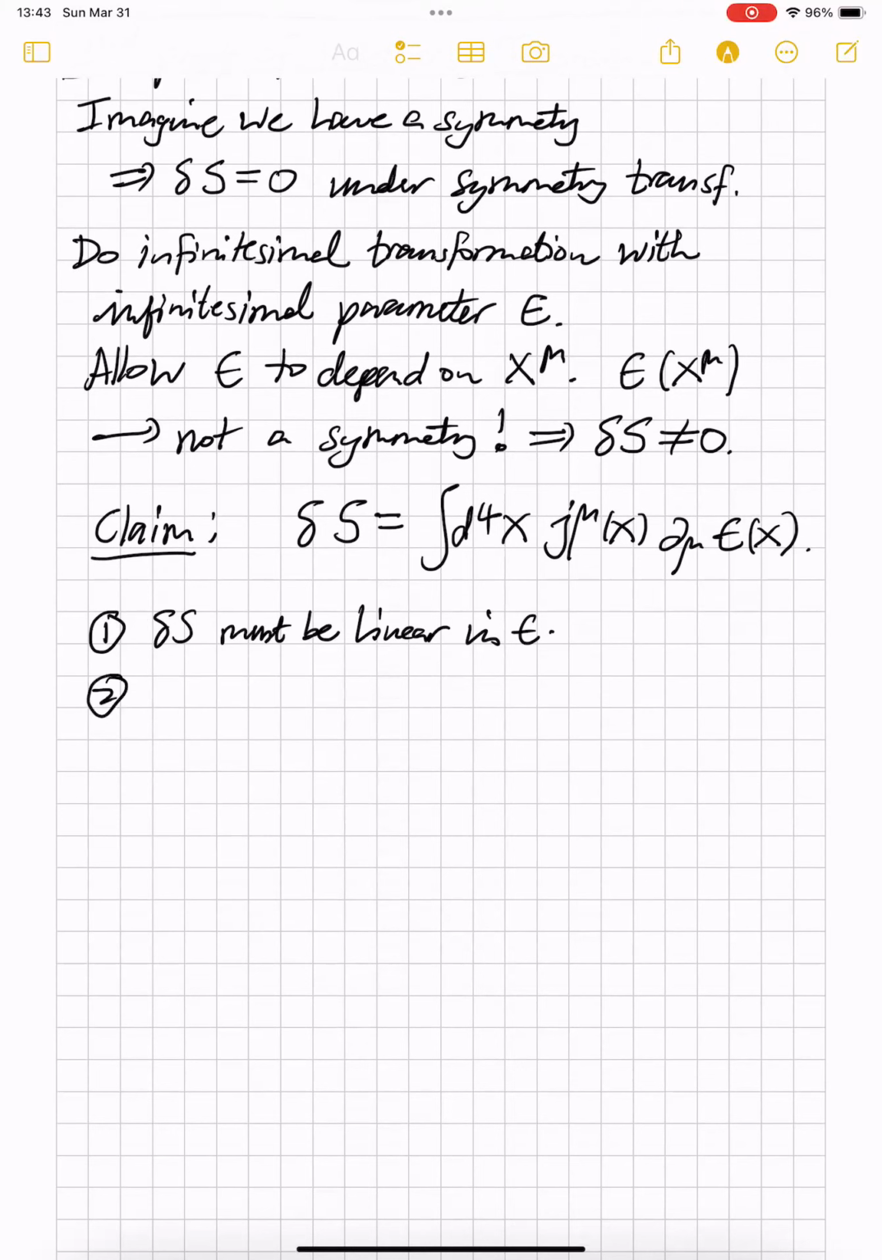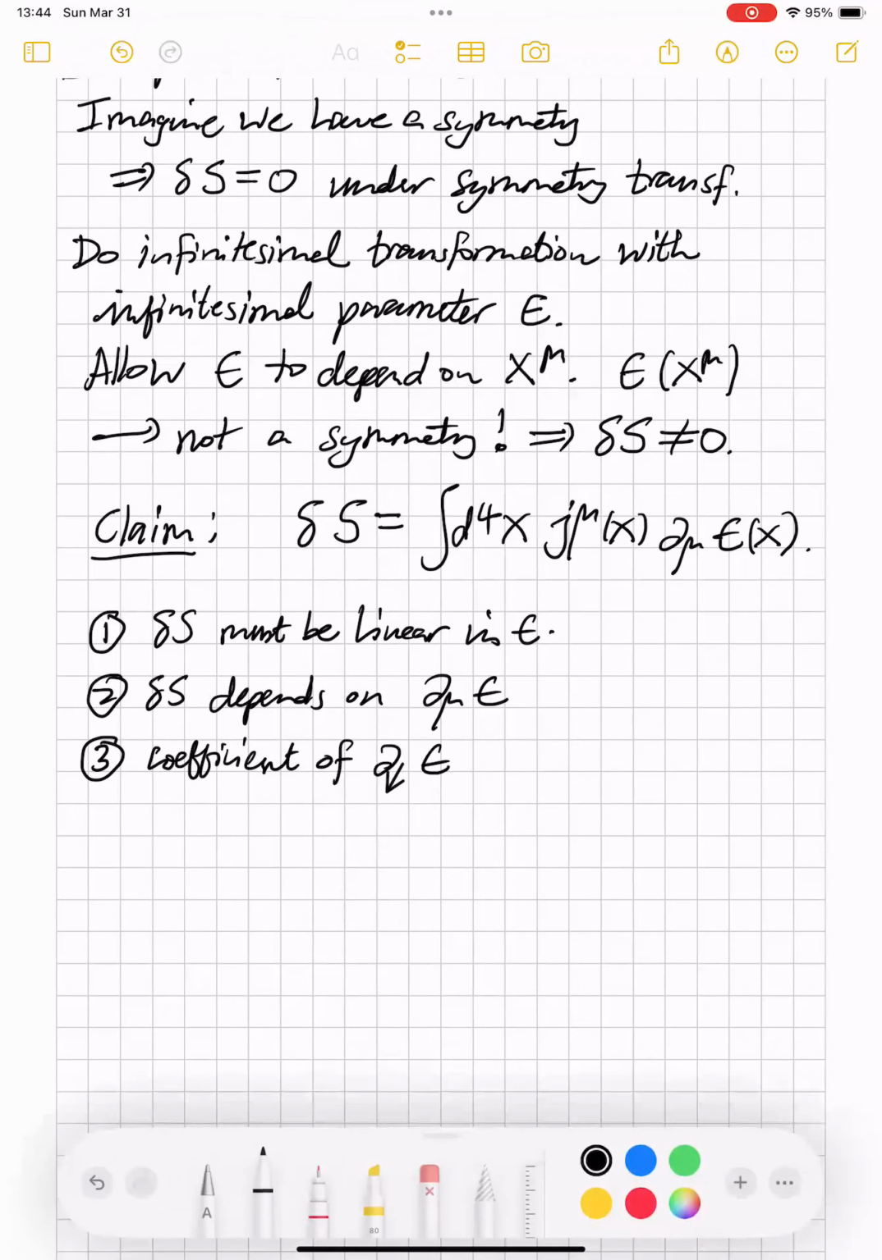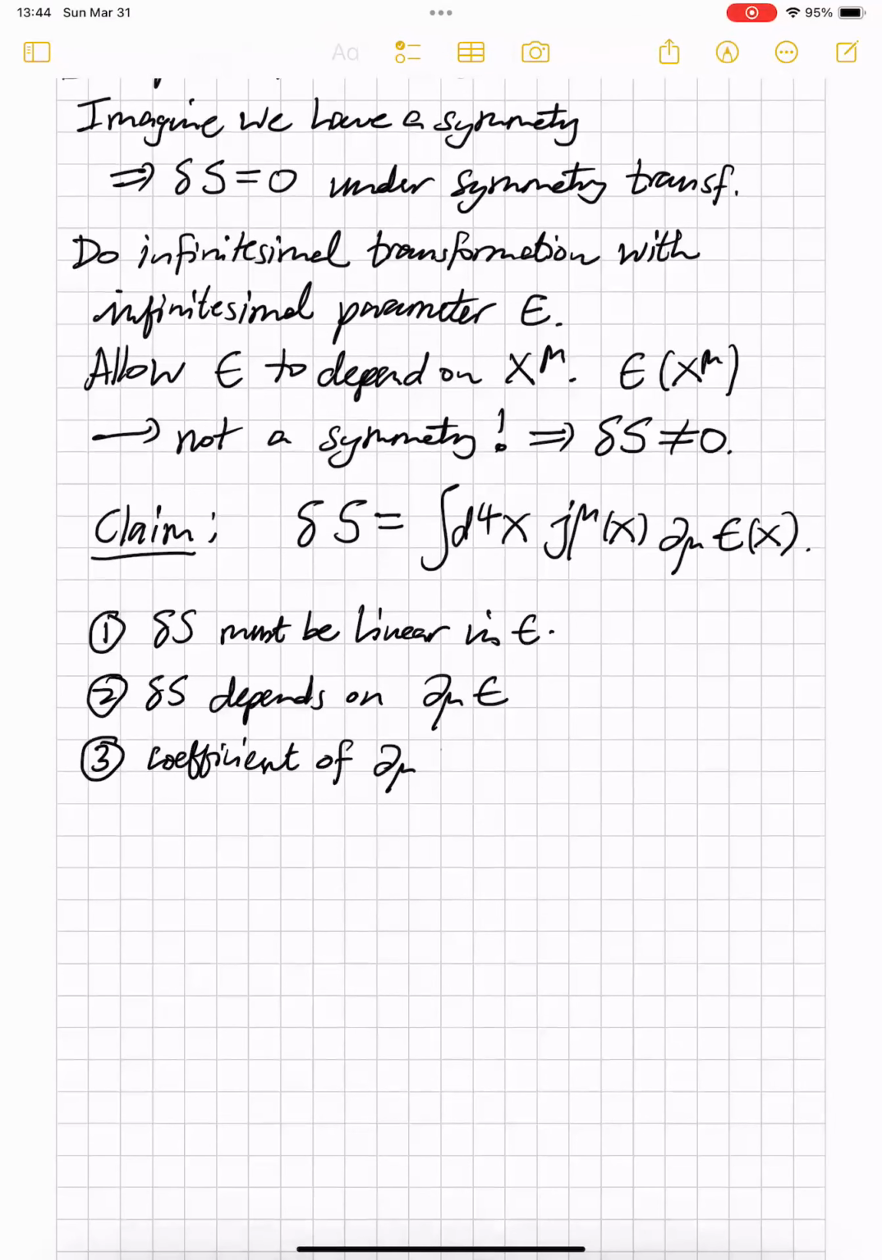The second thing I should convince you of is that delta S depends on ∂_μ ε, the derivative of epsilon. That's a very specific thing. And then the third thing I should convince you of is that the coefficient of ∂_μ ε is j^μ(x). So I need to convince you of those three facts.